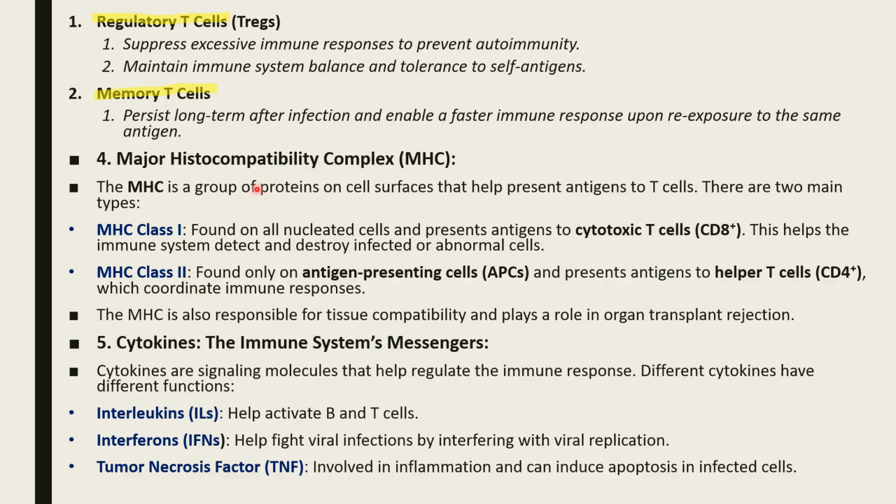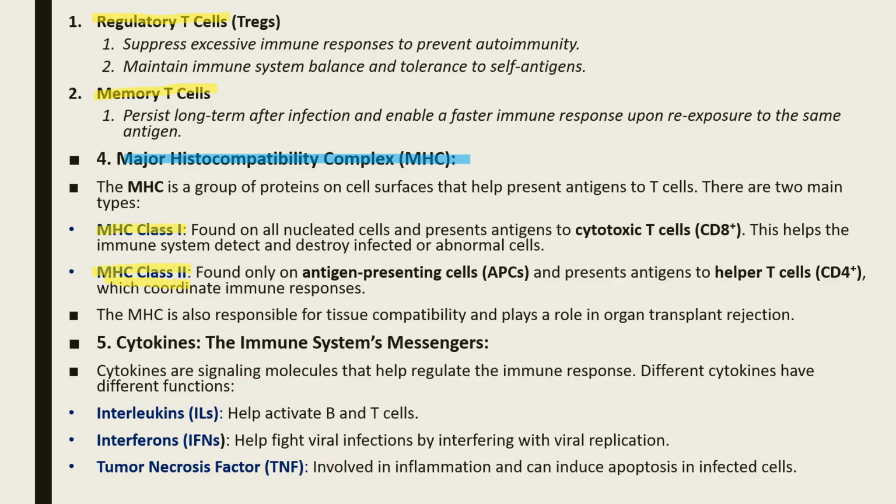to the same antigen. Major histocompatibility complex (MHC). The MHC is a group of proteins on the cell surface that help present antigen to T cells. There are two main types: MHC class 1 and MHC class 2. MHC class 1 is found on all nucleated cells and presents antigen to cytotoxic T cells, CD8, while MHC class 2 is found only on antigen-presenting cells and presents antigen to T helper CD4 cells, which coordinate the immune response.